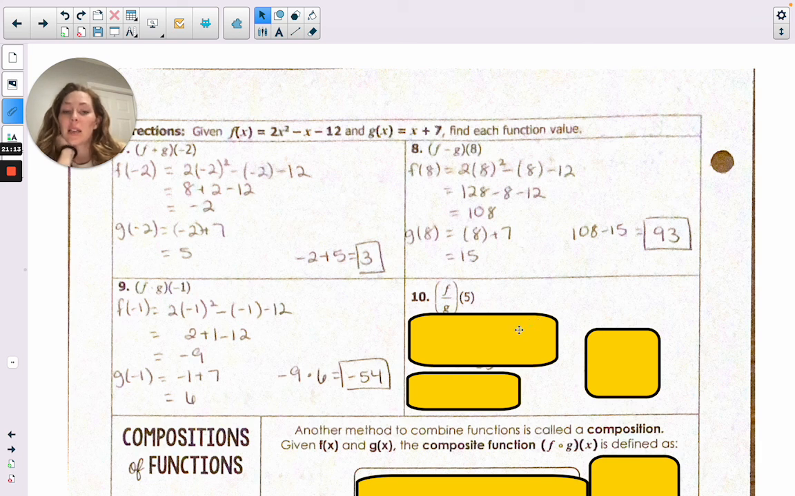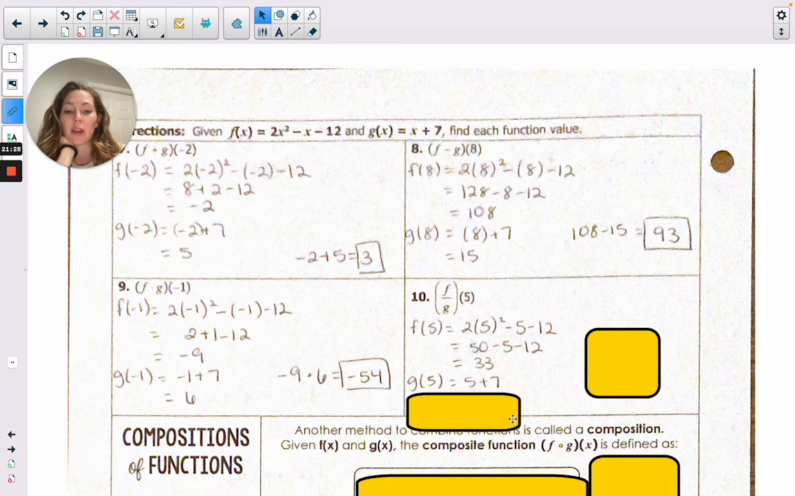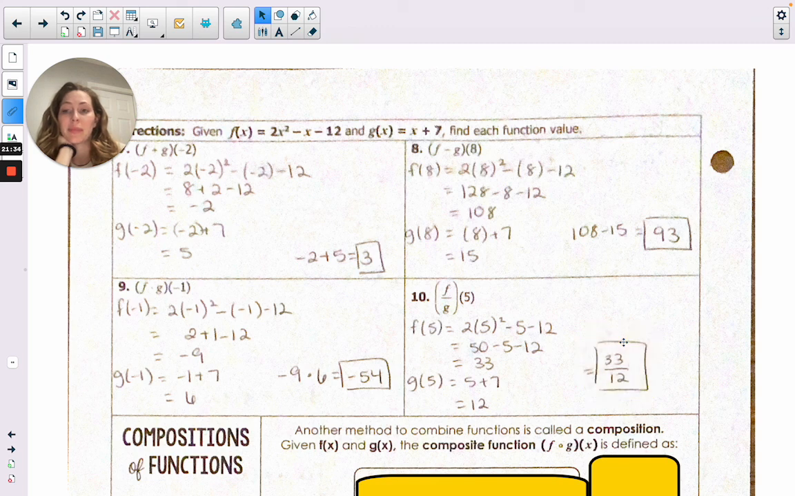All right, next one, f at 5 divided by g at 5. So you would do f at 5. 5 squared is 25, times 2 is 50, minus 5, minus 12. You get 33. And then g at 5, 5 plus 7, you get 12. Then you have to divide, so you would do 33 divided by 12. There's no domain restriction because there's no x in the bottom.